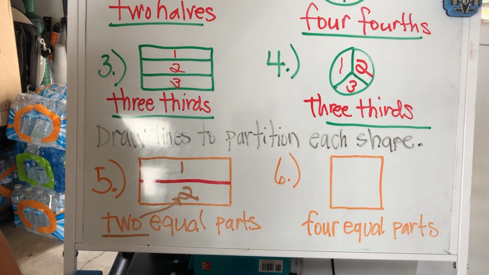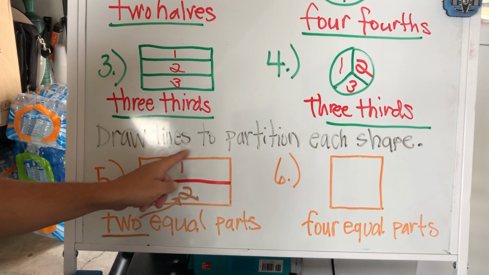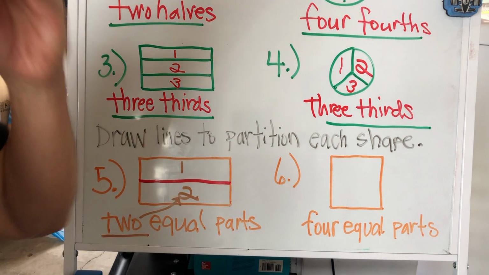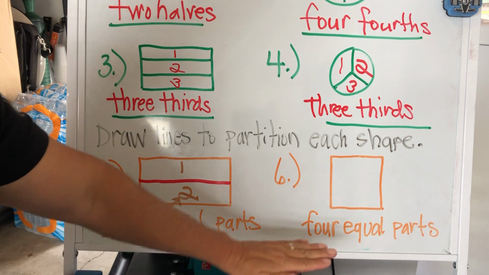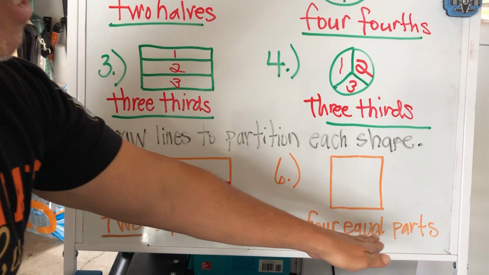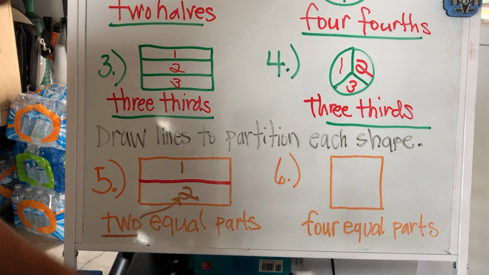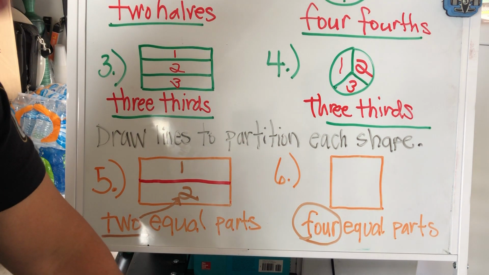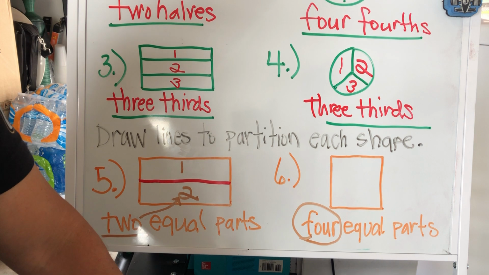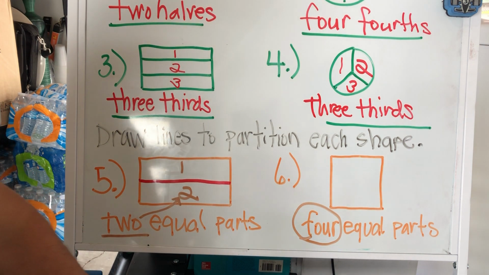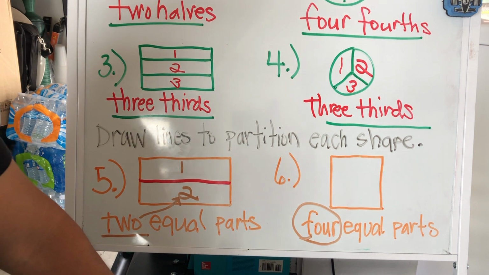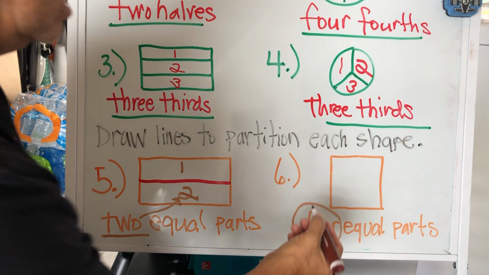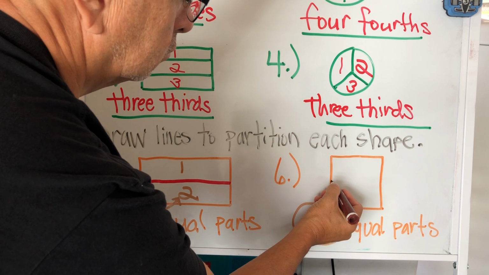Now, let's try number 6. That's a tricky one. We have to draw lines to partition each shape. Now, this is what the directions tell us. It says we need to draw 4 equal parts. So I look here first. I need fourths. Now, if I remember from the beginning of our lesson, there's an easy way to cut this into 4 equal pieces. I'll draw a horizontal line in the middle.